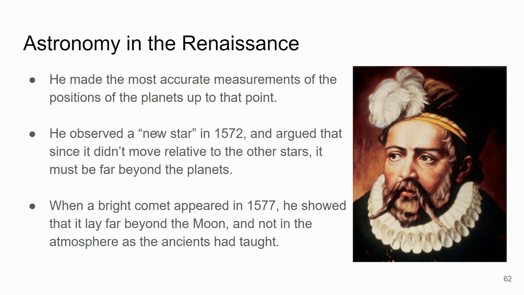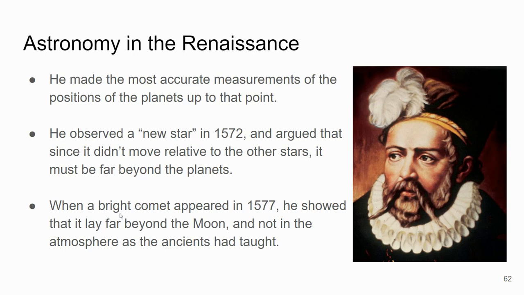He observed a new star. So this is a nova. This is actually an old star that exploded. And he argued that because I don't see any parallax with that star compared to the distant stars, that thing must be really, really far away. On the rare occasions when people had observed a new star before then, they didn't think it was actually all the way up there in the heavens with the stars. They actually thought it was in the atmosphere.